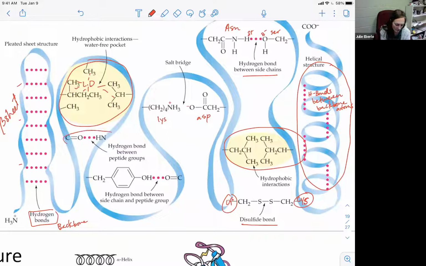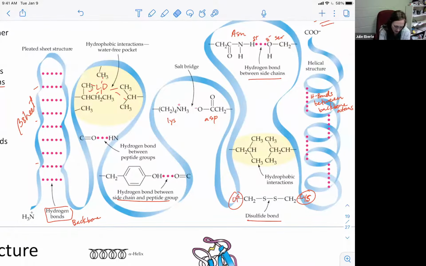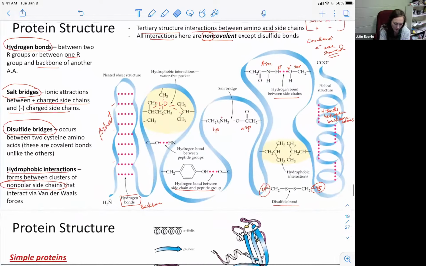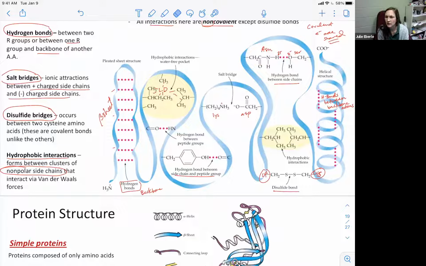We didn't talk about this as hydrogen bond between backbone atoms, but here's hydrogen bond between a side chain and a backbone atom, okay? So you can get hydrogen bond just between backbone atoms or between side chain. This is a tyrosine side chain interacting with the backbone carbonyl carbon, or the oxygen on the carbonyl carbon of some other amino acid, okay? So, yeah, there's a lot of different ways that tertiary structure can play into holding a protein in its functional shape.